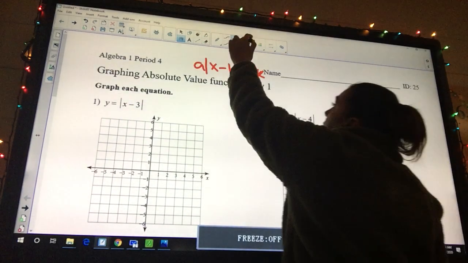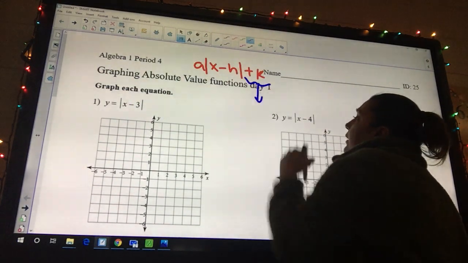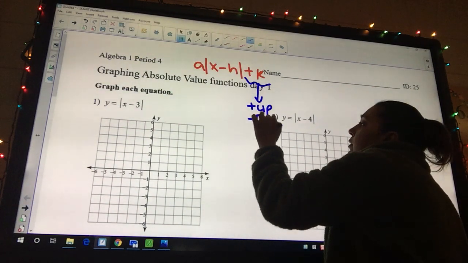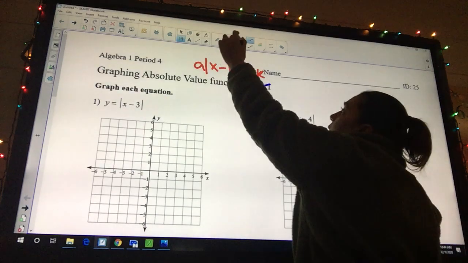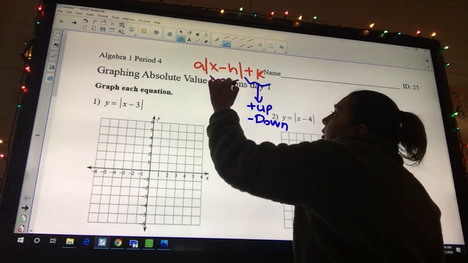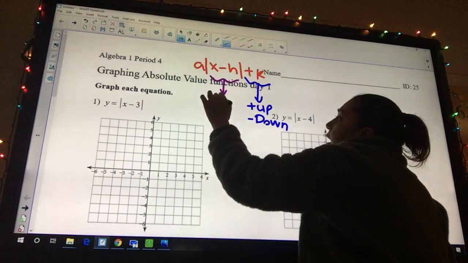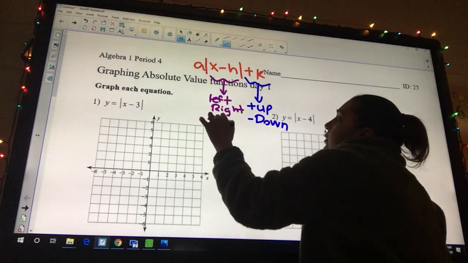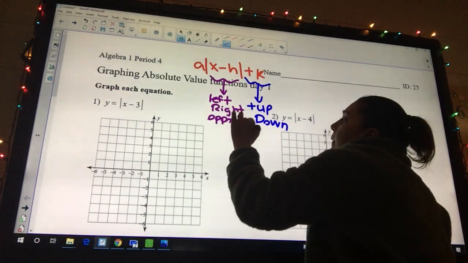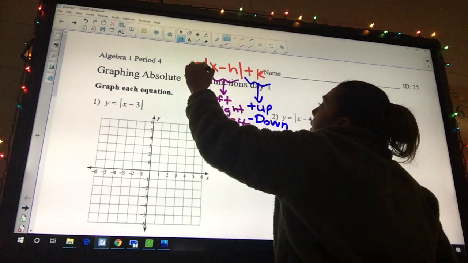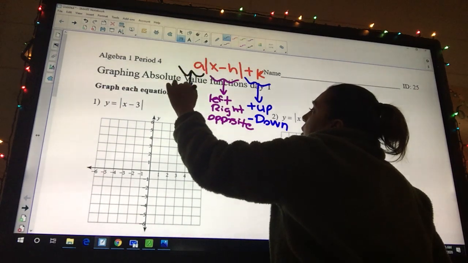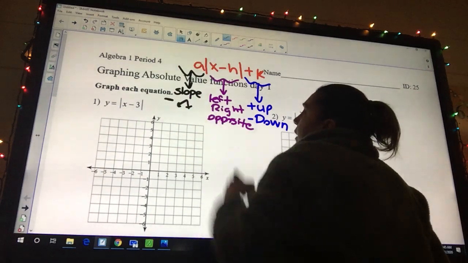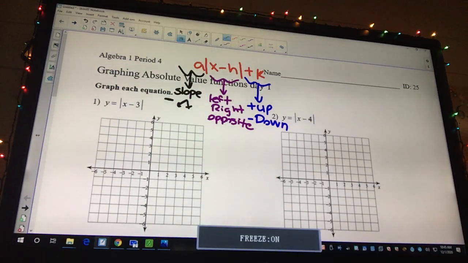Okay, so when we look at this, what this k is going to do, if it's on the outside, if it's a plus, we go up. If it's a minus, we go down. Okay, and then this inside does our left and our right, and we do the opposite. And then this a is going to be our slope. And if it's a negative, then the graph is going to look something like that. Okay, so take a second, write those down.